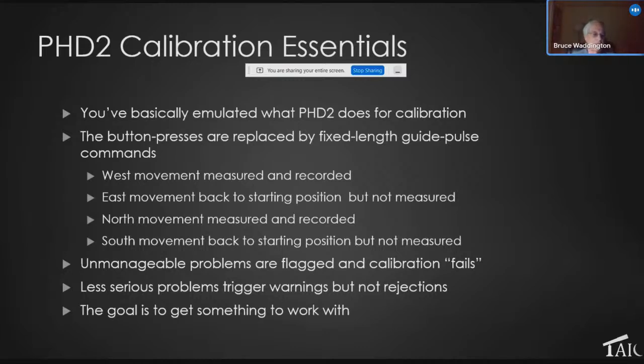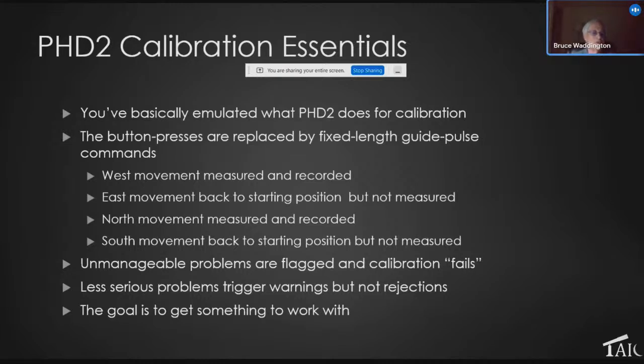The more common and less serious problems are simply areas where there should be a warning issued that says, okay, we got the calibration done. The star did move in all four directions, but there's something about what we saw that doesn't look exactly right. That's a class of things that PHD will try to handle for you after telling you what the issue is and trying to help you understand what you might be able to do about it. The goal here is to succeed, okay?